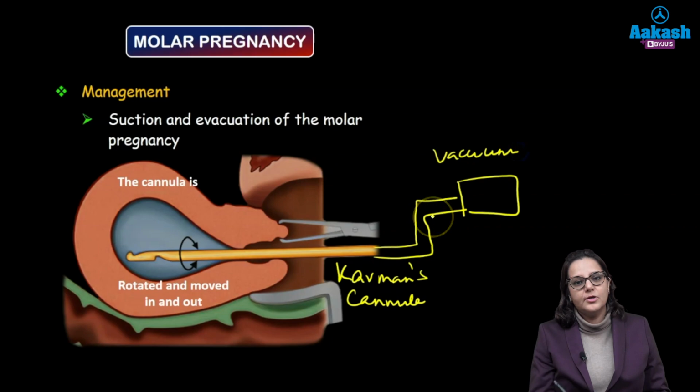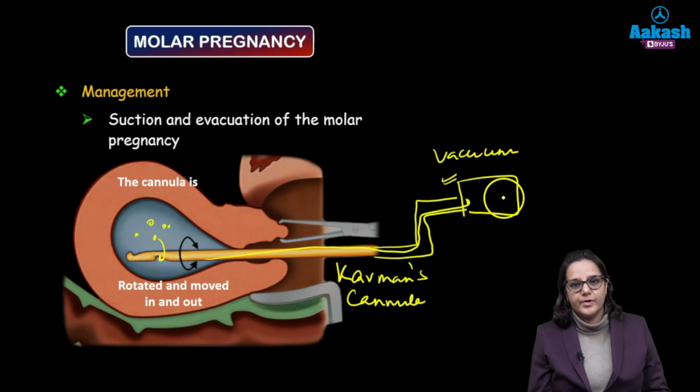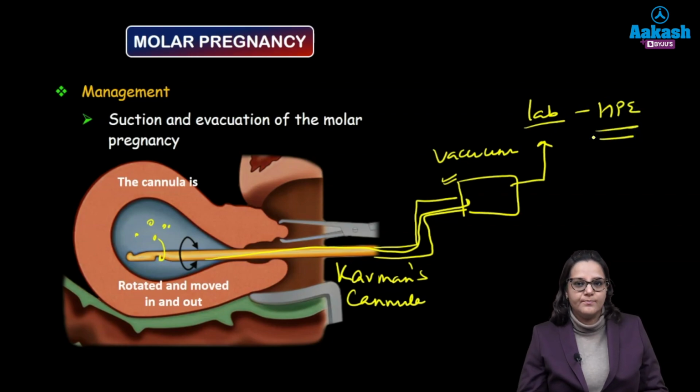Once we put the tube inside, we switch on this machine, a pressure will be created, and all the abnormal tissue, all the molar tissue which is present here will be sucked into this hole, and through this tube it is going to enter a jar over here. From here we will collect the material and send it to the laboratory for confirming the diagnosis by histopathology. So this is known as suction and evacuation.